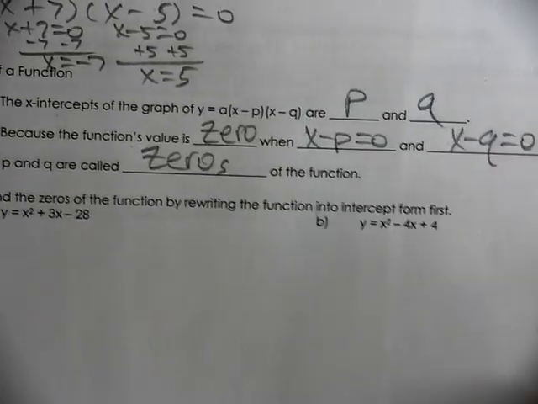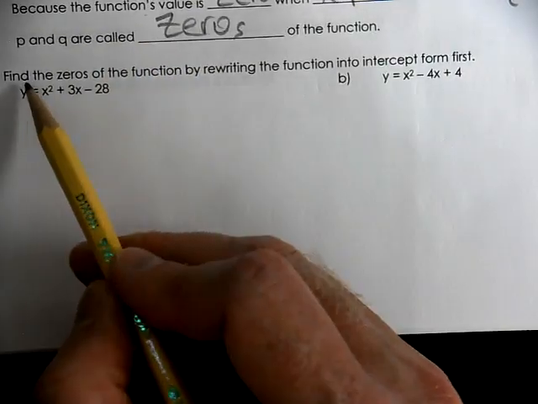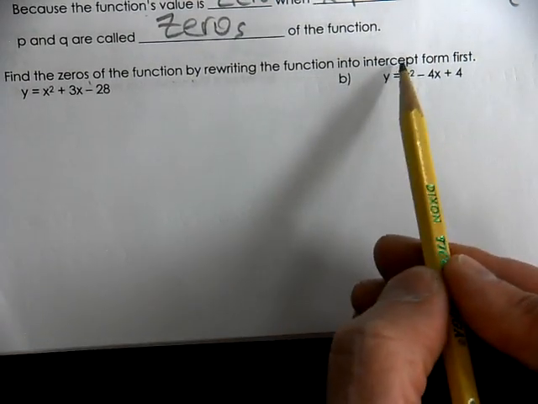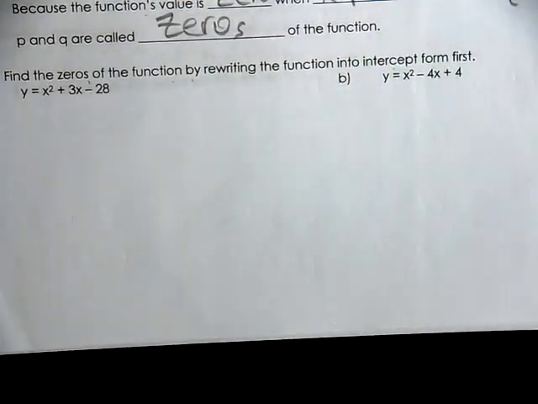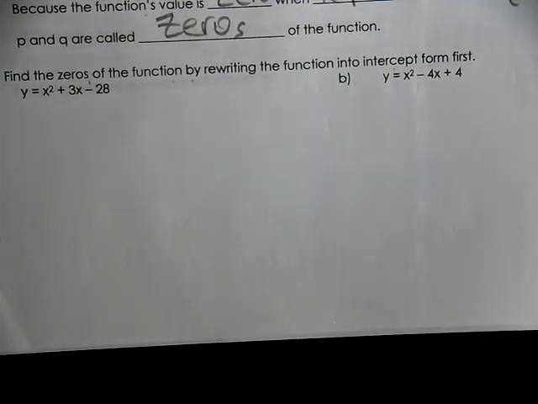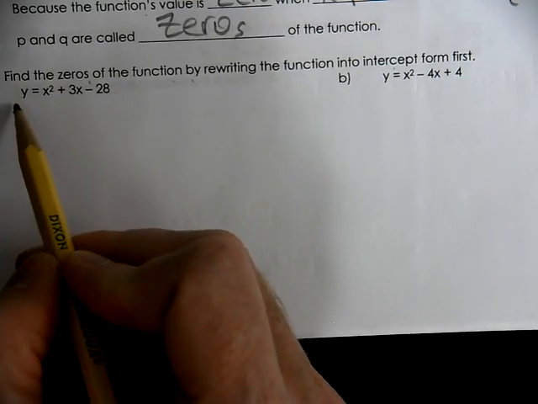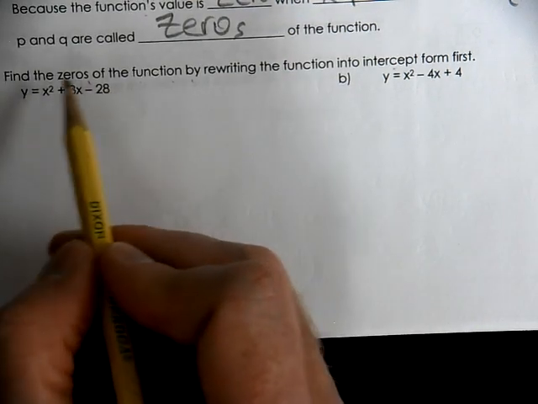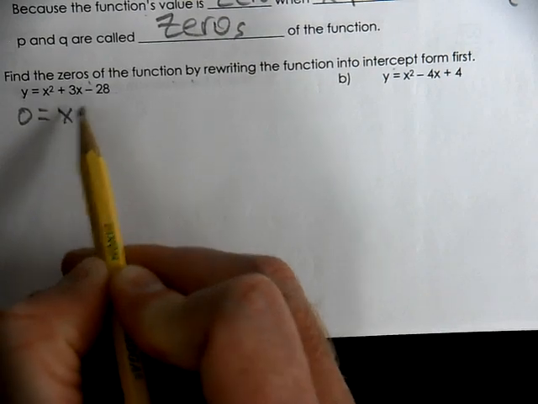So another set of directions, still doing the same thing, is called find the zeros of the function. We're going to write it in intercept form. And then we're going to do the zero product property. Find the zeros. So this is often written with a y. Well, we want to know when this equation is going to equal 0. So we plug a 0 in for the y.